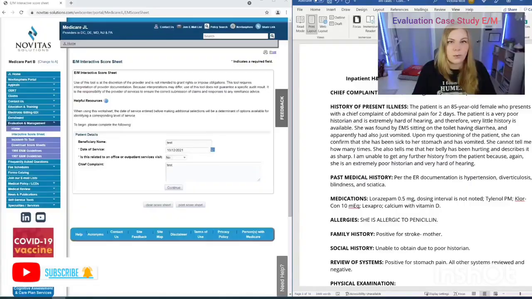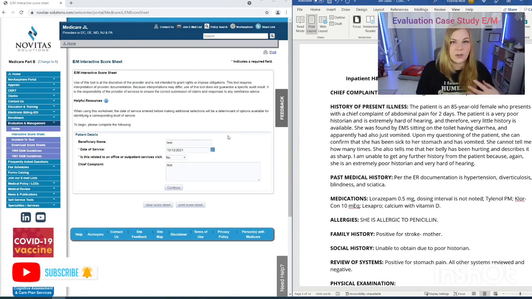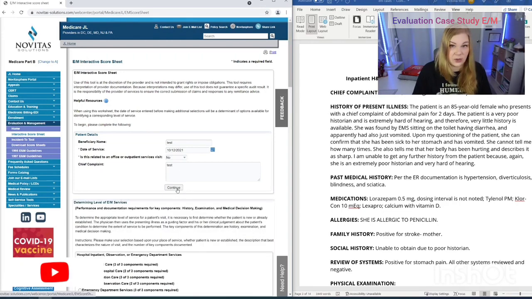But I think this format will make it just a little bit easier to see exactly what I'm doing as we're going through. I put some test information in here because depending on the date, it might populate a different score sheet because we now have different guidelines for 2021 for office outpatient. So it's going to ask you about that data service. So I'm just putting in generic test information, data service, and is this outpatient? No, because that's going to give us possibly a different score sheet too because of those different guidelines. And then I'm going to hit continue.